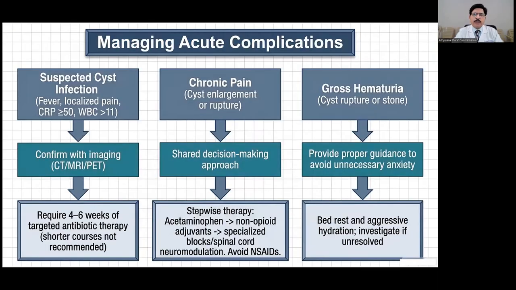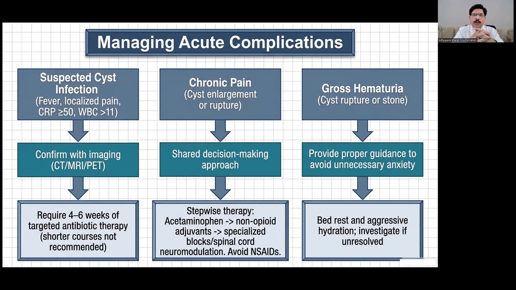Now, managing acute complications. What are the acute complications? Cyst infection can occur: fever, localized pain, raised CRP, WBC increased, confirm with imaging, CT, MRI or PET. It requires 4 to 6 weeks of antibiotic treatment, not just 1 week or 5 days of antibiotics. Because the infection is difficult to eradicate, at least 4 to 6 weeks of antibiotic treatment is required.